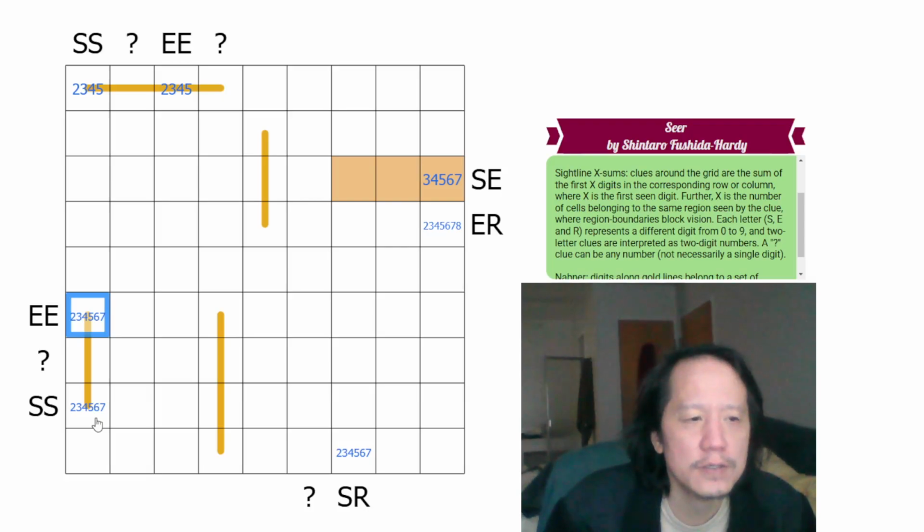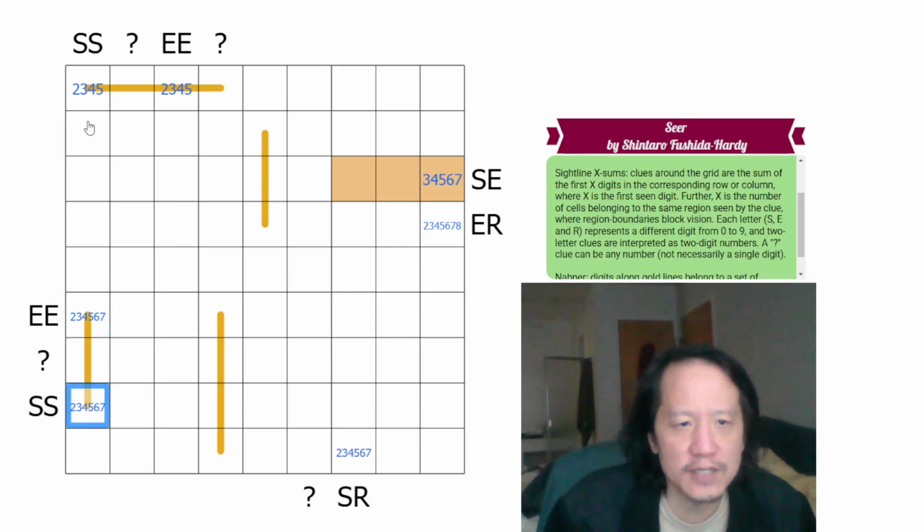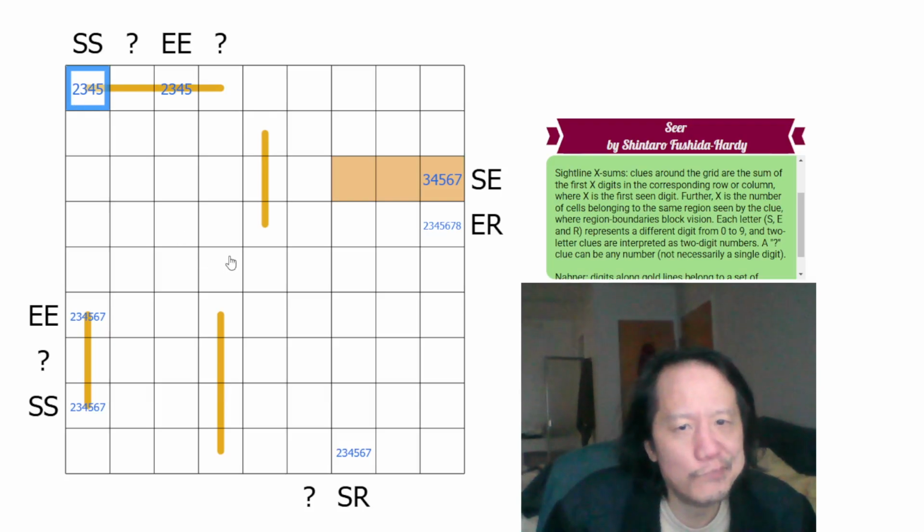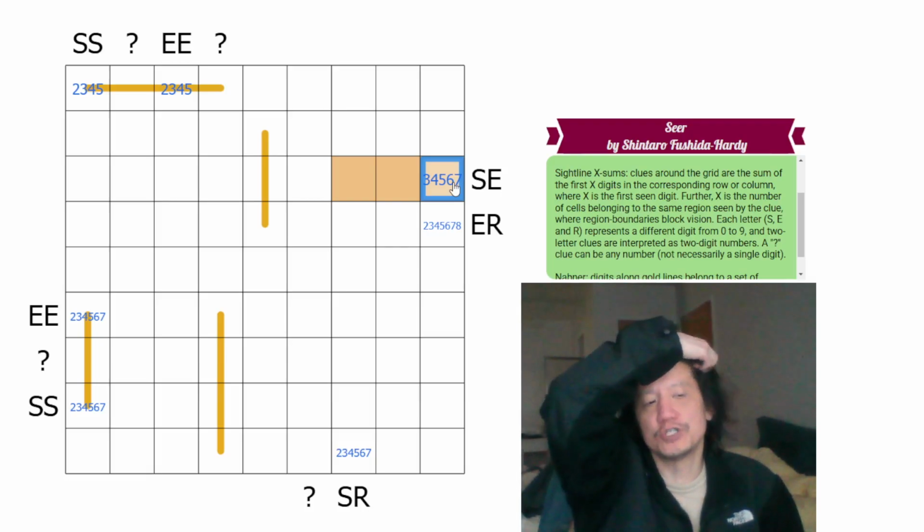Interesting. No, actually that doesn't, no, never mind. I was thinking that this had to be 2, 3, 2, 3, but that's only if SS is 11, right? So this is 12. This is 12, 13, or 21 or 31. I'm not sure which.